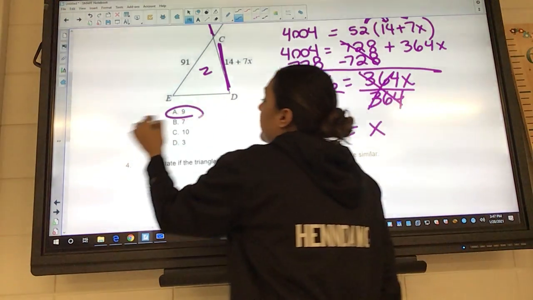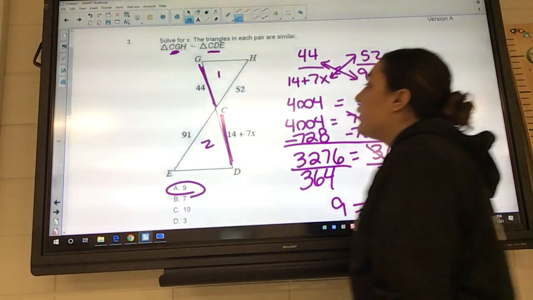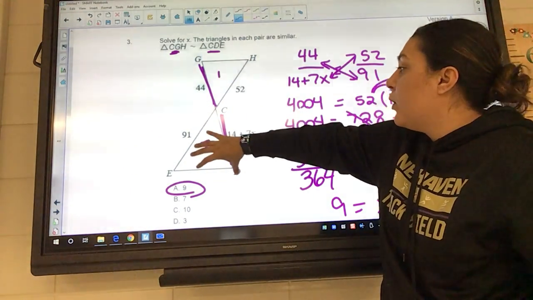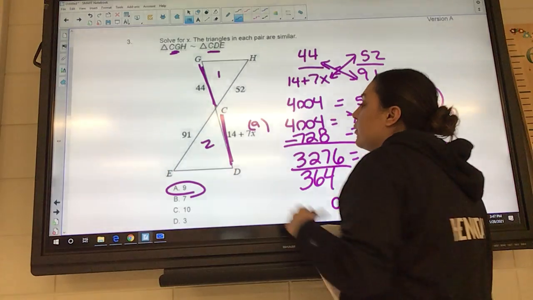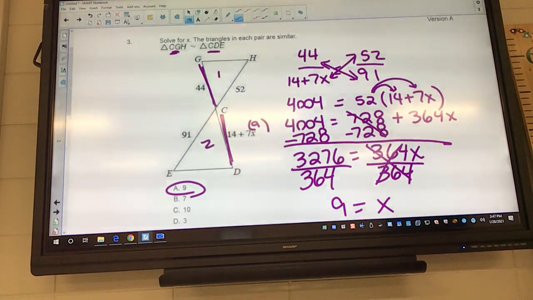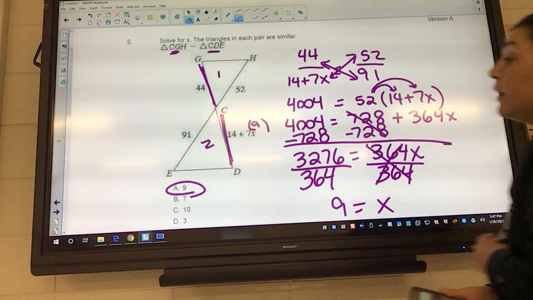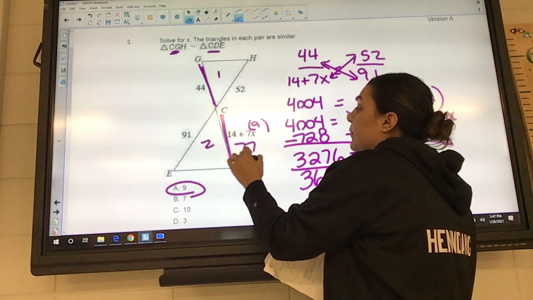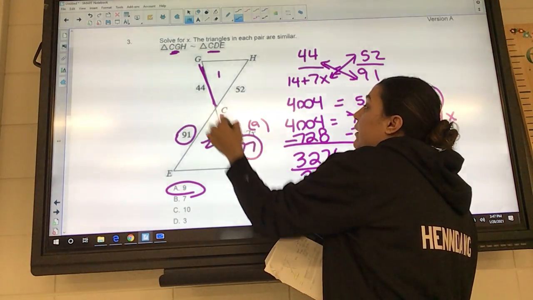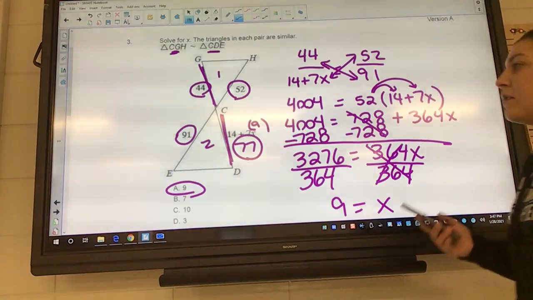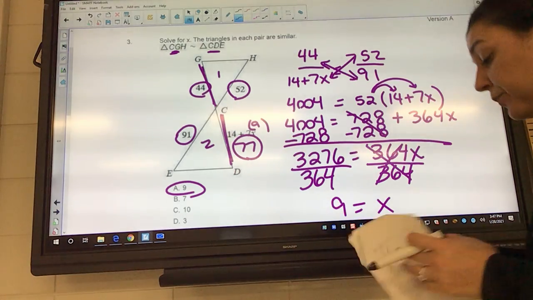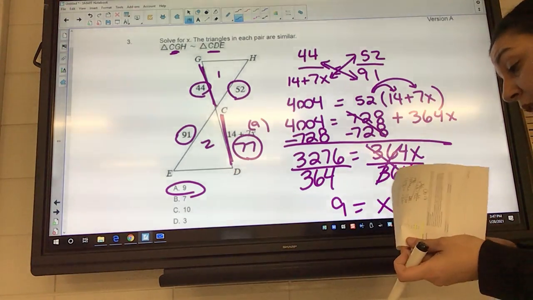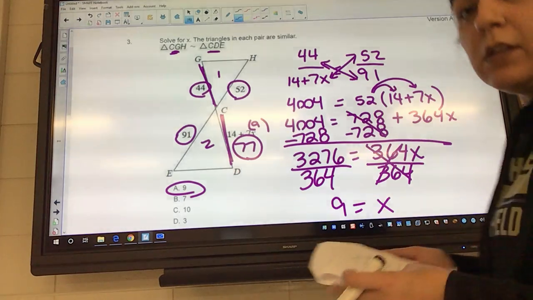x equals 9. And if we look in here, you can see that these two are pretty close numbers, and these are the bigger ones, so it should be a bigger number if you plugged x back in. And if you did, you would get 7 times 9 is 63, plus 14, which gives you 77. So you have 77 for this side, 91 for this side, and 44 and 52. You can see the two triangles have to be somewhat similar because they're around the same size-ish. Okay, I'm going to stop this and we can start the next part.